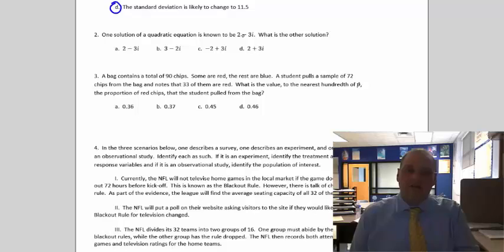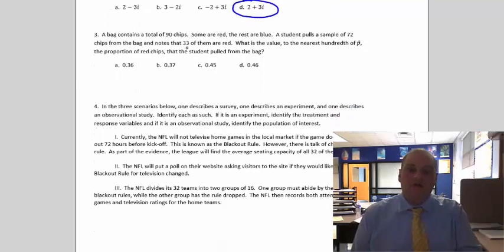One solution of a quadratic is known to be 2 minus 3i. What is the other solution? This is a review question. If you have 2 minus 3i, the other one must be 2 plus 3i. It's simply the conjugate.